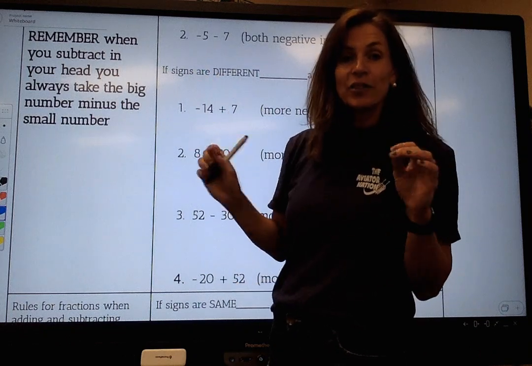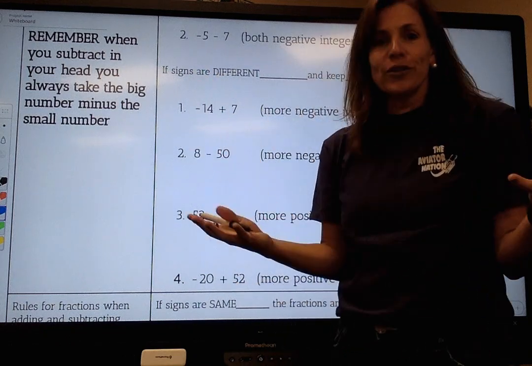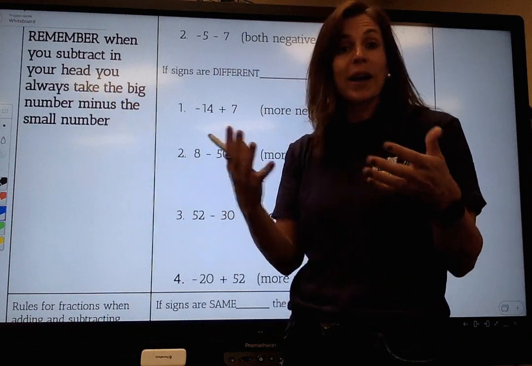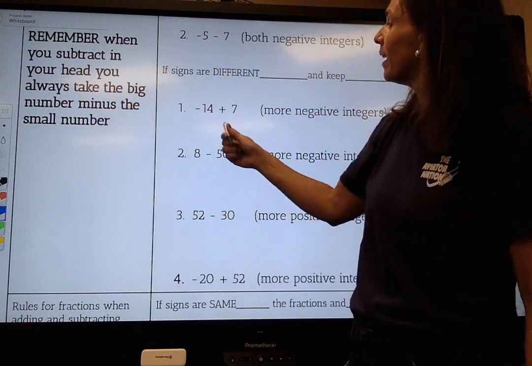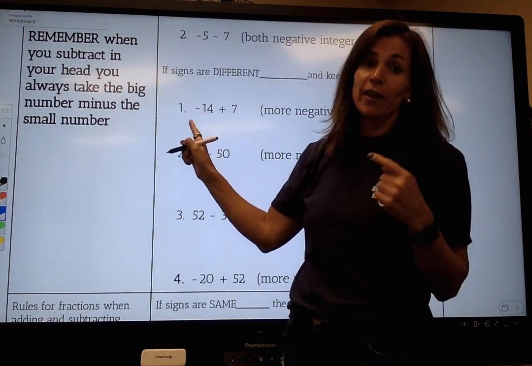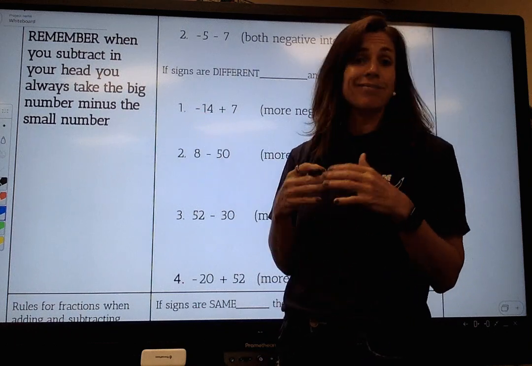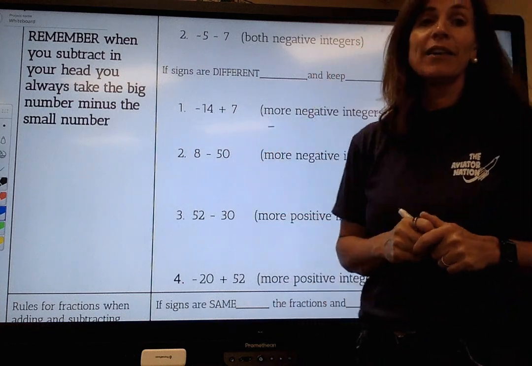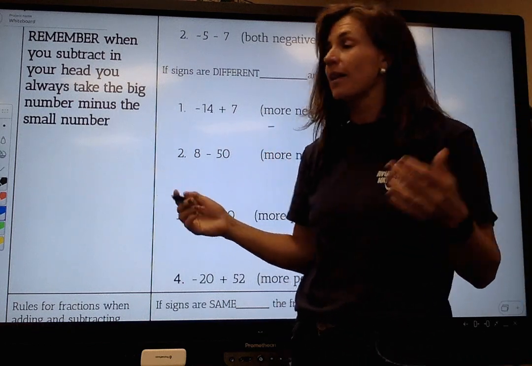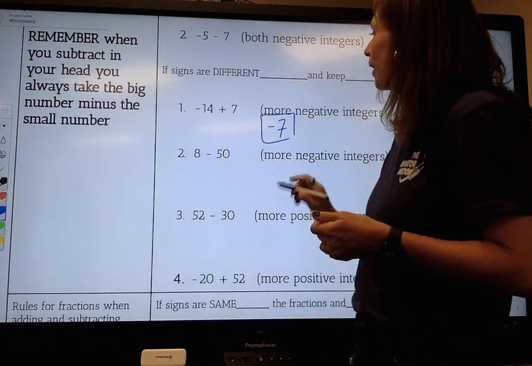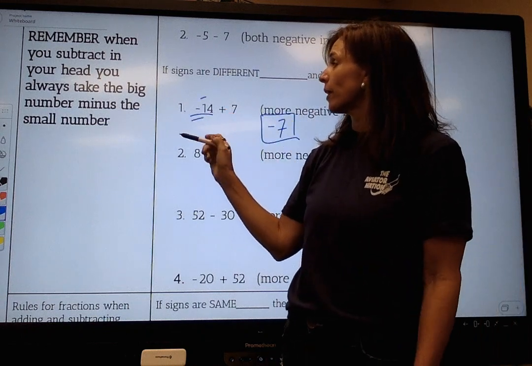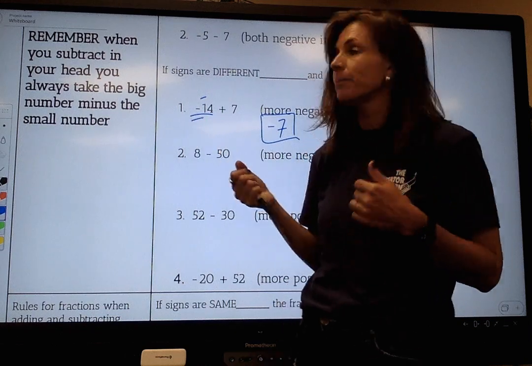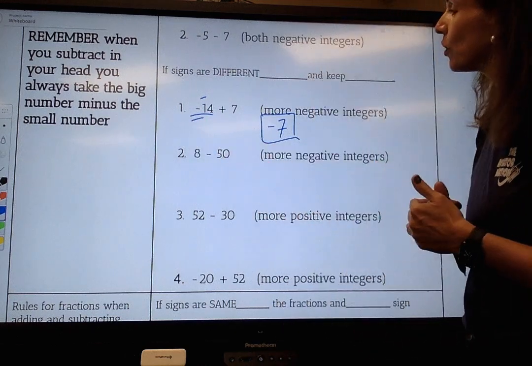Okay, now when signs are different, what do you do? You keep whatever sign is greater, and then you subtract the integers. So in number 1, I know I have more negative integers. I have 14 negative and 7 positive. I know I have more negatives, so right away, I know my answer is going to be a negative, and then I subtract. 14 minus 7 is 7. Okay, so you look at whatever sign is greater, keep it, and then take the difference of the two numbers, 14 and 7.